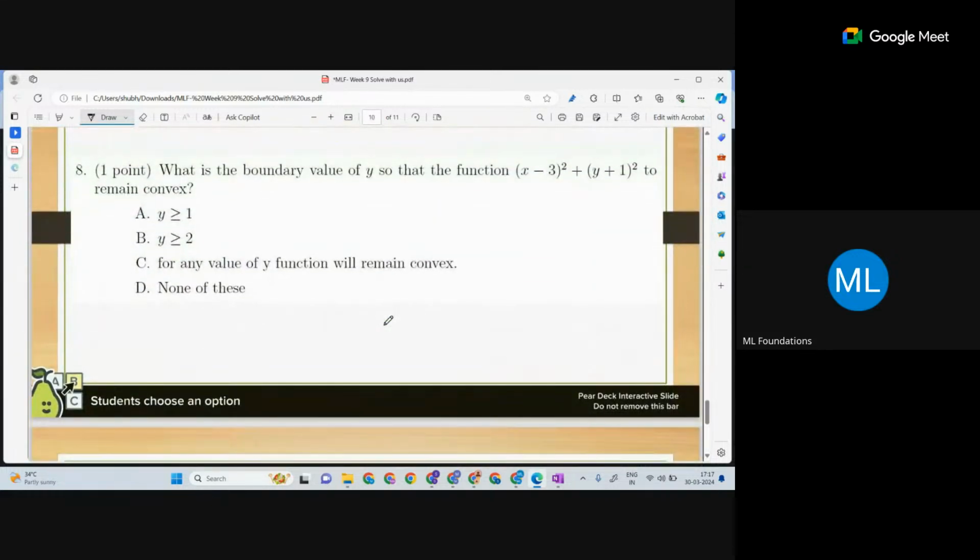Let's do the 8th problem. What is the boundary value of y so that the function is going to remain convex?